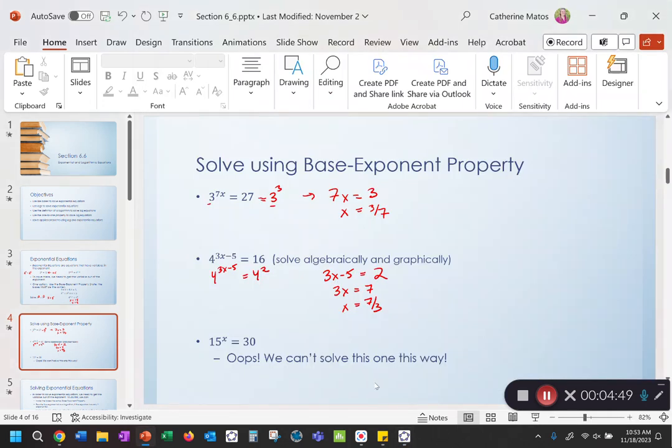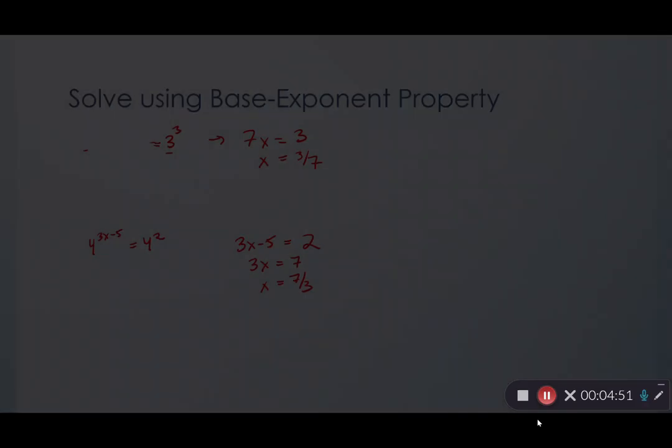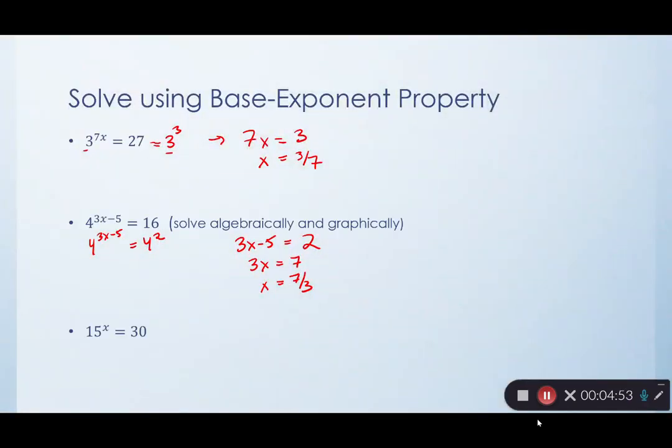All right, so that's our base-exponent property. Now this last one, 15 to the x equals 30, we can't solve this way, because 15 and 30 are two different numbers, so the bases are different. We can't rewrite 15 and 30 as some number to a power where it's the same number. So this one's not going to work. We're going to have to come up with a different idea, and that'll be the next video.